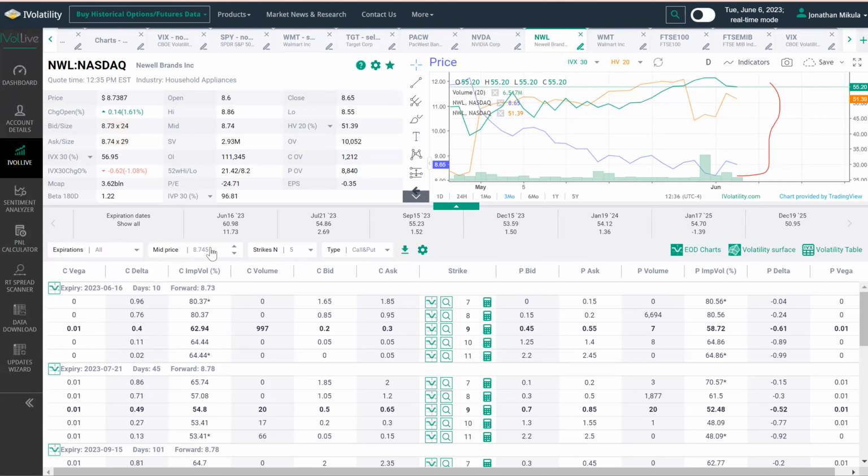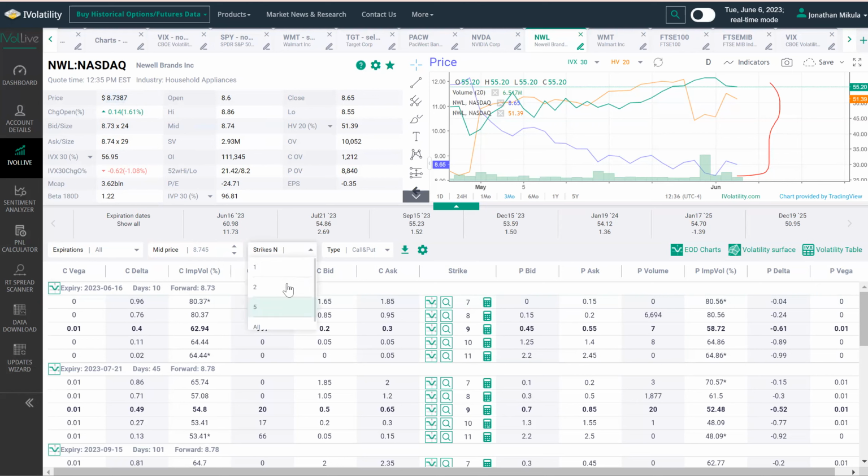The mid price, this is another question that came up. What is the mid price? So the mid price is at the money, right? So it's right near the underlying spot price. So for Newell, that's 8.73. So you can see that's our mid price here.